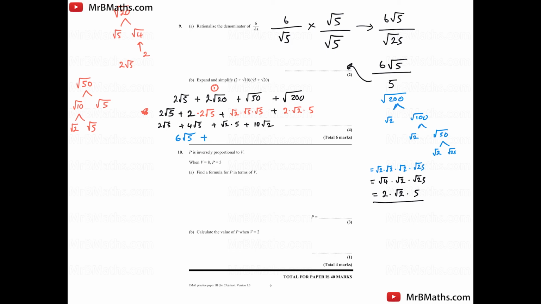So really, to make it a bit easier to see, this is 5 lots of root 2. Then you can see I've got 5 lots of root 2 plus 10 lots of root 2, and that would give me 15 lots of root 2, and that would be my simplified answer.